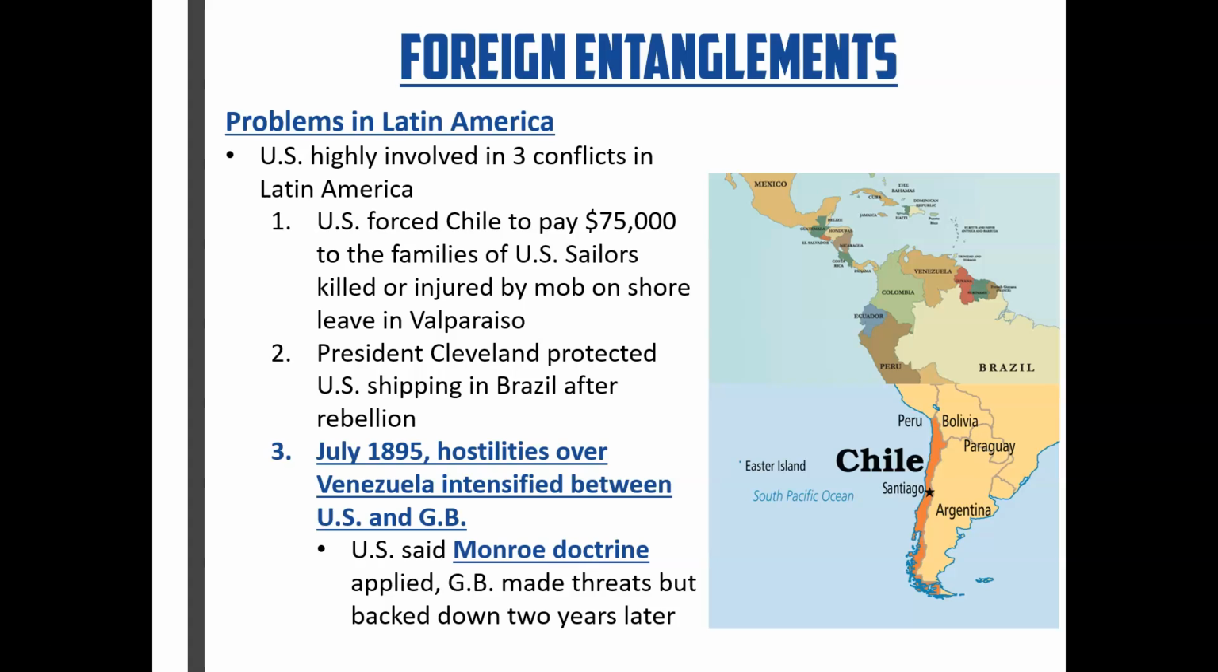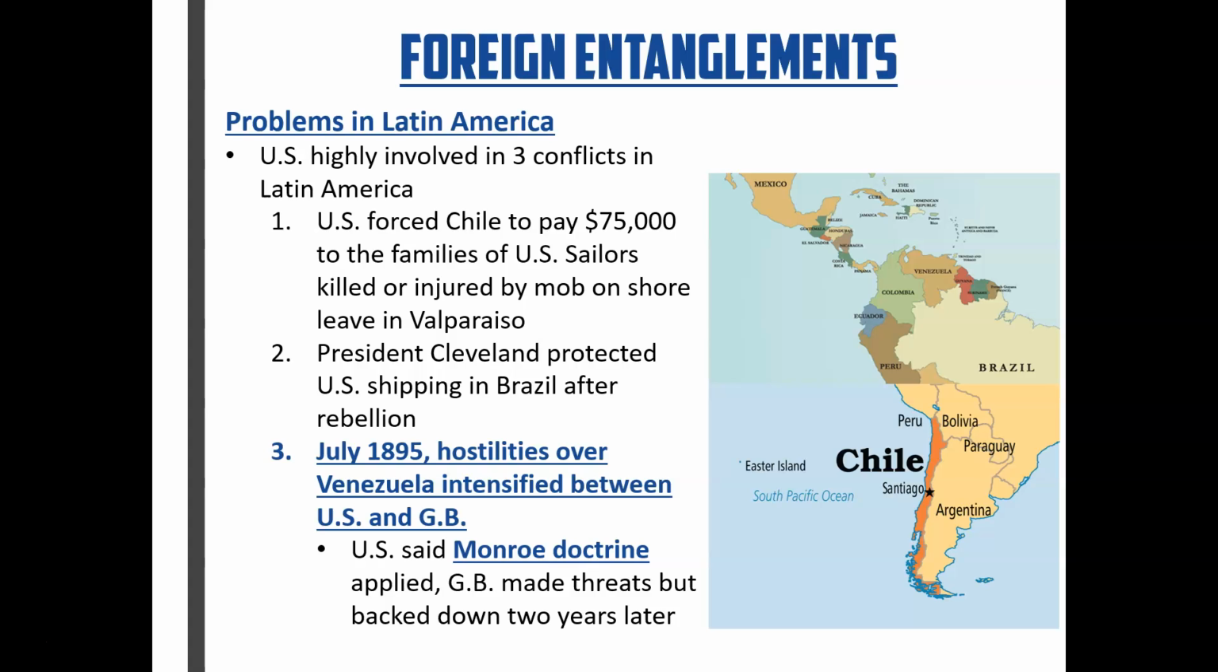Now, some problems that existed in Latin America. The U.S. was highly involved in three conflicts prior to the Spanish-American War. The first one was the U.S. had forced Chile to pay $75,000 to families of U.S. sailors who'd been killed or injured by a mob on shore while leaving Valparaiso. The second was President Cleveland had protected U.S. shipping in Brazil after there had been a rebellion that tried to attack U.S. ships. And then in July 1895, hostilities over Venezuela intensified, and Great Britain was still highly involved in Venezuela, and the U.S. came out and said that the Monroe Doctrine still applied here.